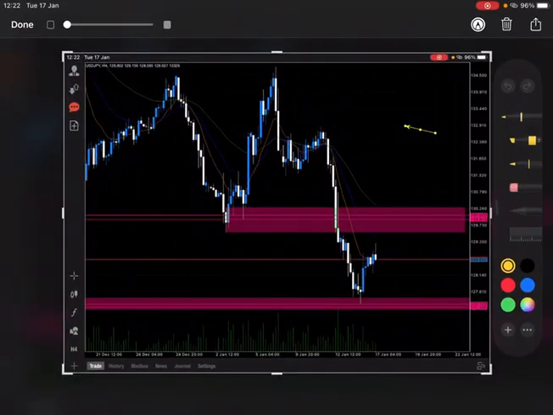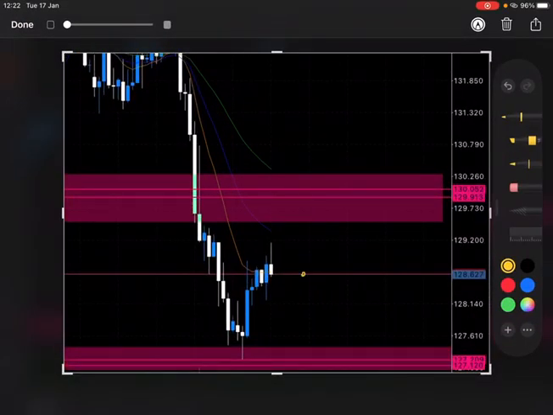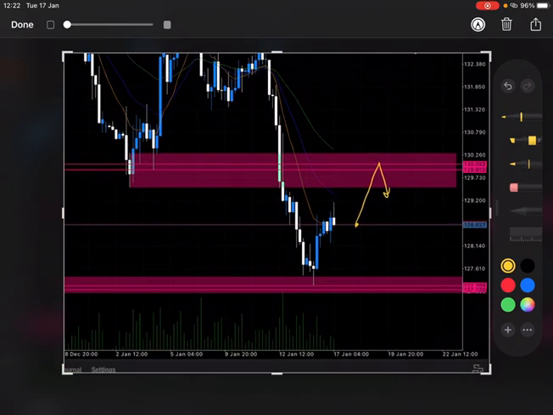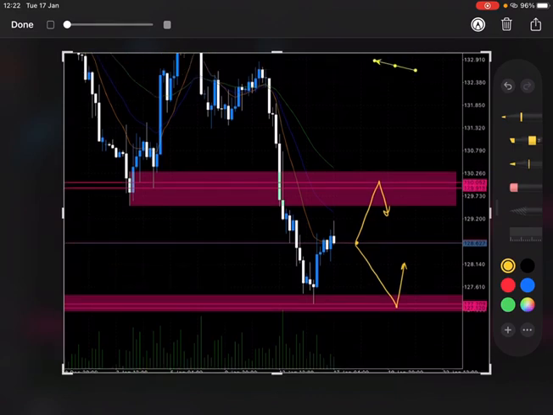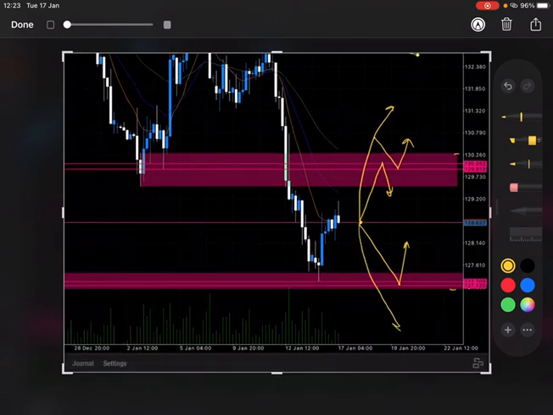Again, same thing as USD CAD, right? If it respects either of the zones, then we can catch a sell back down or a buy back up respectively. But if it decides to break either of the zones, then we know potentially could test a higher zone up or a lower zone down below, like this.